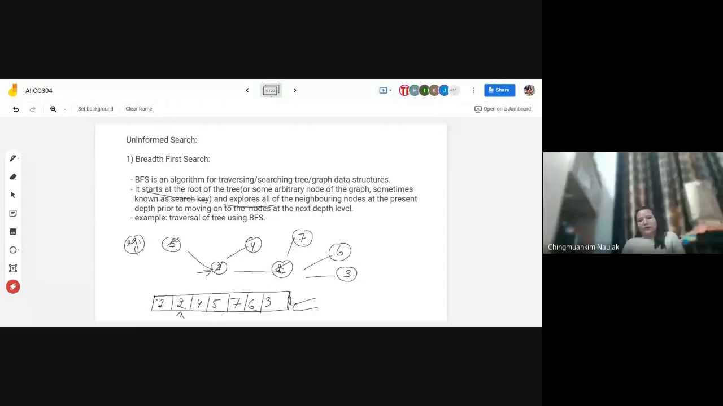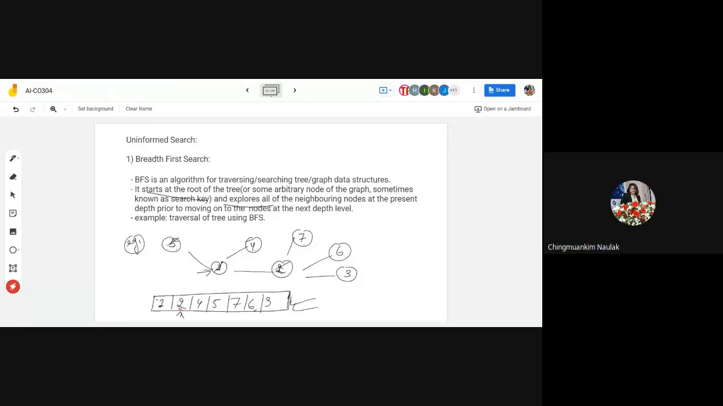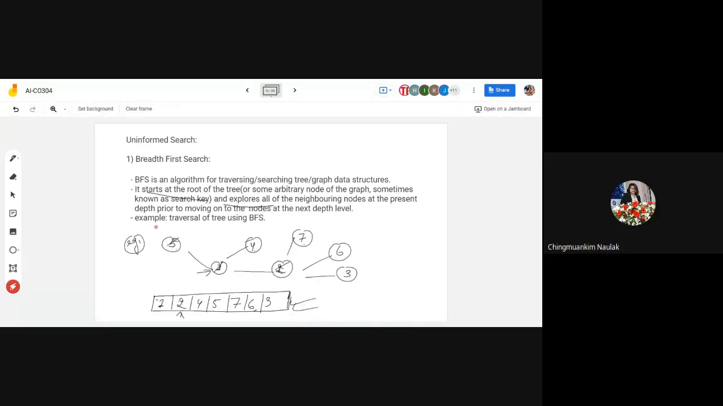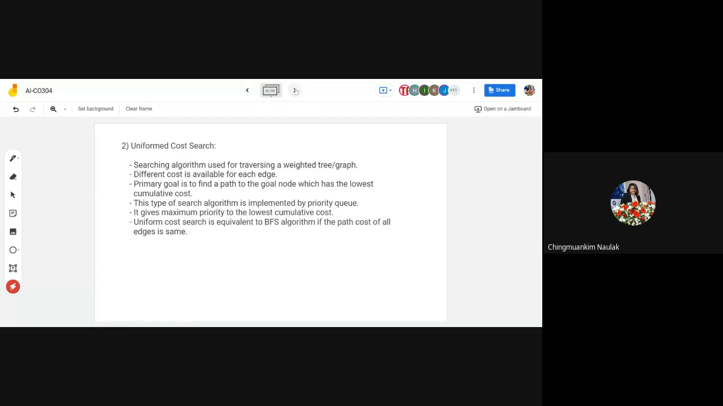Then the first adjacent node of the node you are exploring is 2, so you explore 2 first. 2 has adjacent nodes 7, 6, and 3. So it has fully filled the queue now, which means it has already completed the search. You don't have to go to the other nodes. So this is the final BFS search for this particular tree.